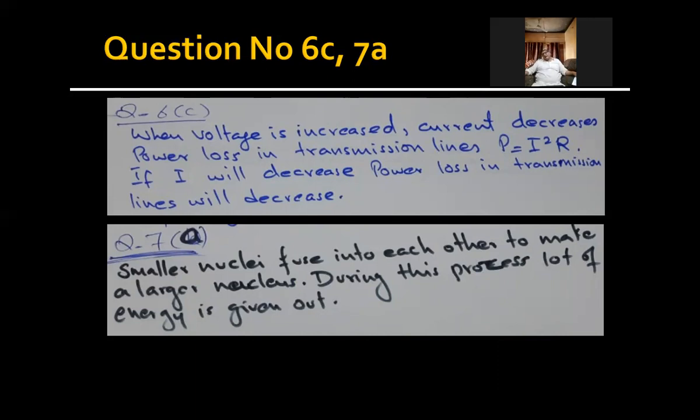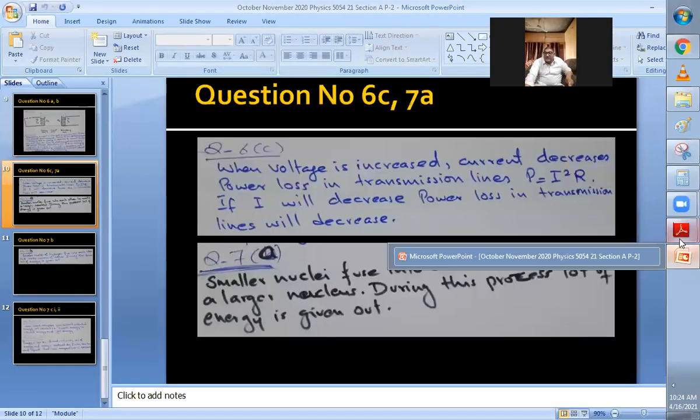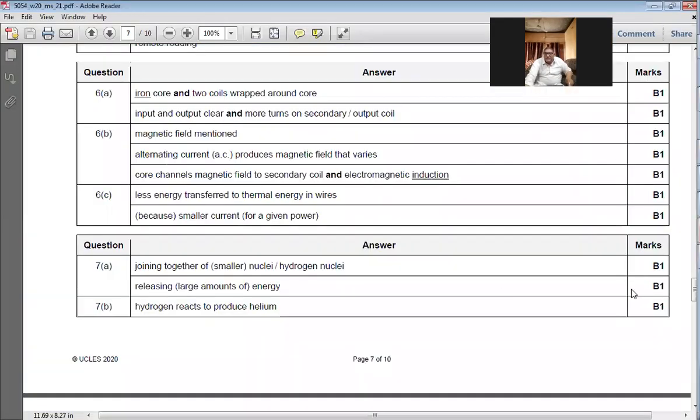It means that the power loss in the transmission lines will decrease. When voltage is increased, current decreases. Power loss in transmission lines, P equals I square R. If the current decreases, the power loss in the transmission lines will also decrease. So this is why we do this, to reduce the power loss in the transmission line. So this was question number 6, C part. Let's check the marking scheme for both of them, and then we move on.